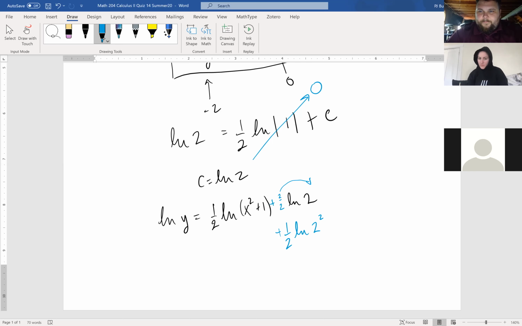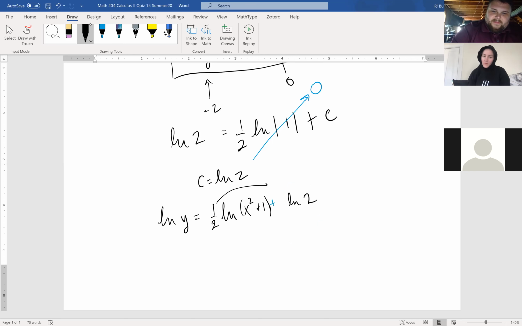I mean, I could have put them together before, but I can leave the 1/2 out front now. The other way you could do it, if you don't like that, is just leave it this way and take this 1/2 up as a power. So this would be natural log of the square root plus natural log 2. And the natural log plus natural log is the multiplication of the insides.